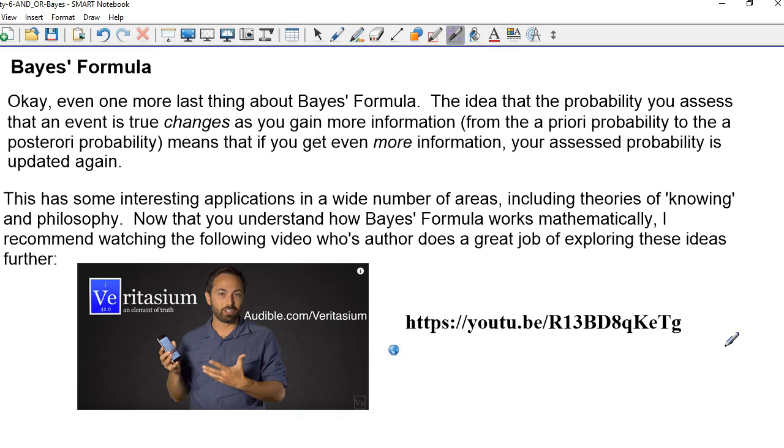Highly recommended. Okay, so that's a summary of a whole bunch of little things related to and/or conditional probabilities with formulas, and Bayes' formula. If you go to the examples, we'll look at a wide variety of problems that use these ideas.